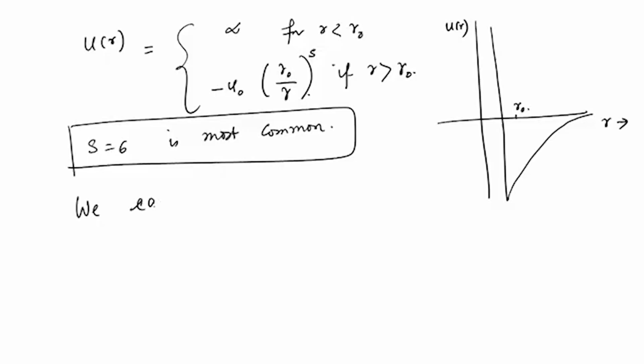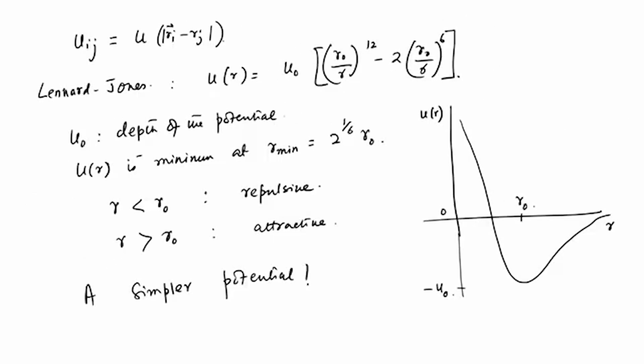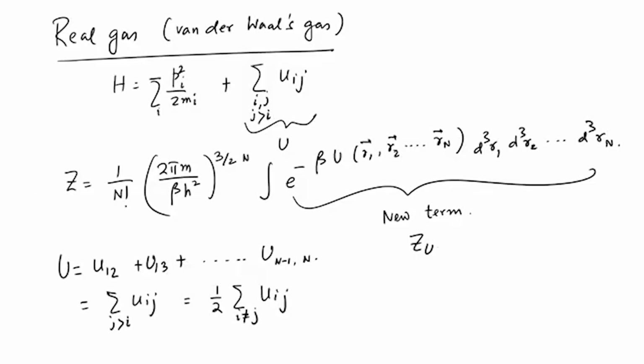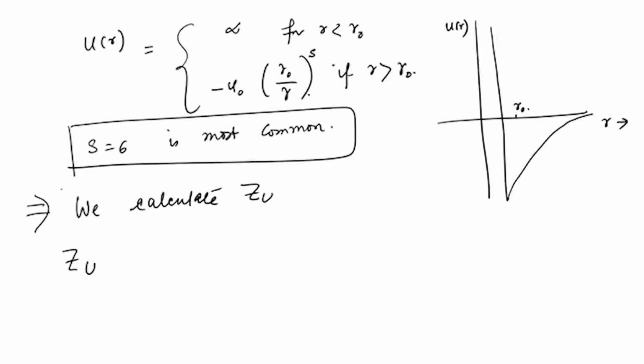Now, we calculate ZU, and this is the important task that we have in hand. And once again, just to write this in terms of the term that we have, it is exponential minus beta U and then all these volume integrals. Okay. So, that is what it is.